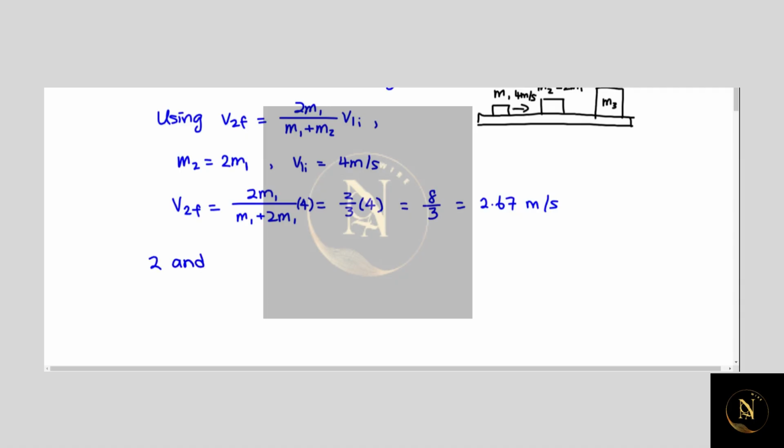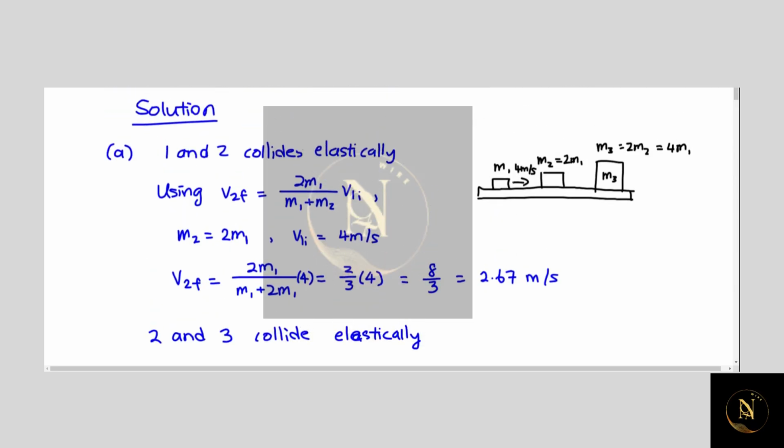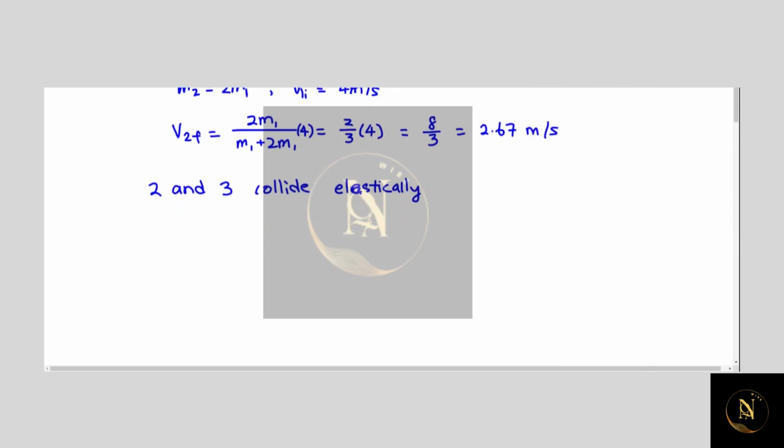2 and 3 collide elastically, so we'll be using V3F equal to 2M2 divided by M2 plus M3 times V2I. Here the V2I is V2F, which is 2.67 meters per second, and we have M3 equal to 2M2.